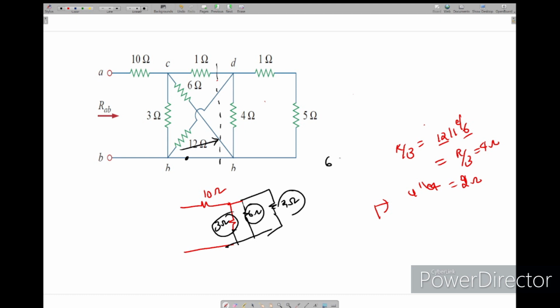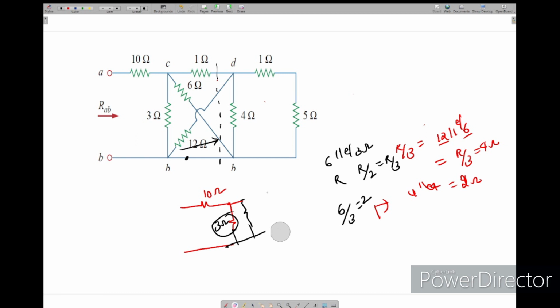So now I will take R parallel with 3 ohm. This is R, this is R by 2. We'll get finally R by 3, means 6 by 3, we'll get 2 ohms here. So these two will be replaced with 2 ohms.